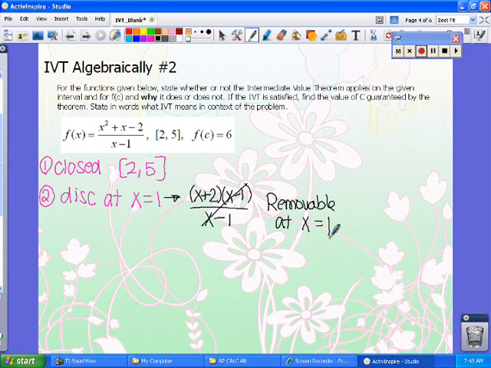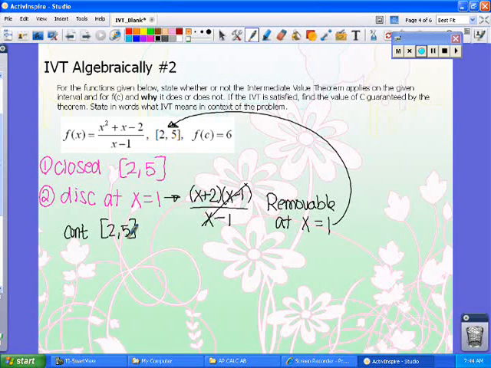So we actually have a closed and continuous function from 2 to 5. So we can actually keep going. So IVT holds because it's closed and continuous on 2 to 5. So now we're going to look at figuring out what C value we'll get this to hold, so I'm going to do this right in the center. A C value of 6 is equal to x squared plus x minus 2 over x minus 1.